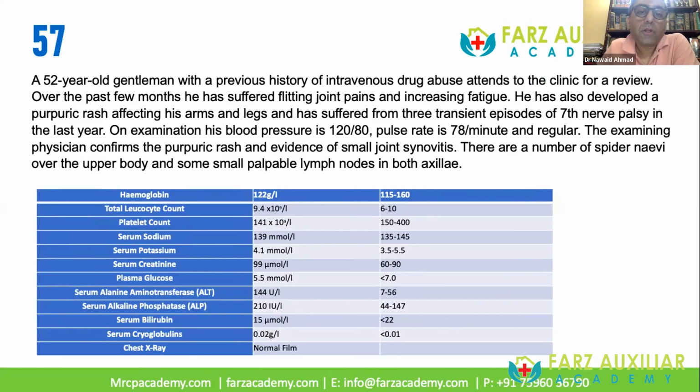A 52-year-old gentleman with a previous history of IV drug abuse attends the clinic for a review. Over the past few months, he has had joint pains and fatigue, and he has developed a purpuric rash affecting his arms and legs. He suffered 3 transient episodes of 7th nerve palsy in the last year. On examination, his blood pressure and pulse rate are normal, and the examining physician confirms the purpuric rash and evidence of small joint synovitis. There are a number of spider nevi on the upper body, and some small palpable lymph nodes in both axillae.